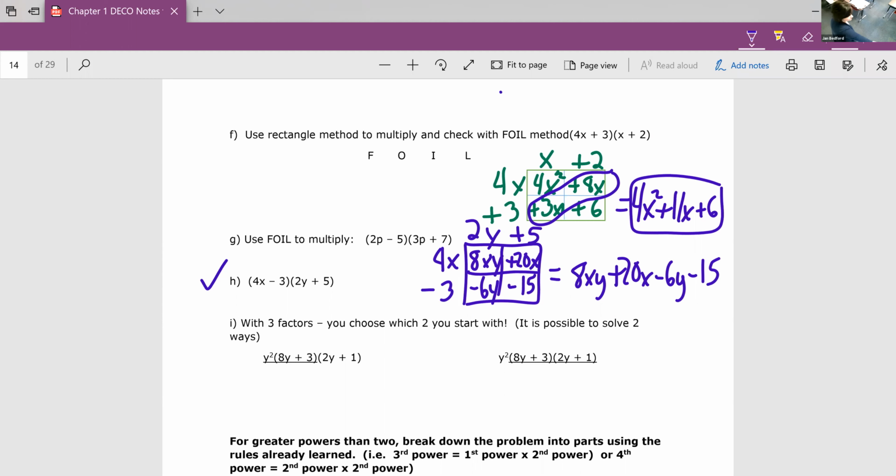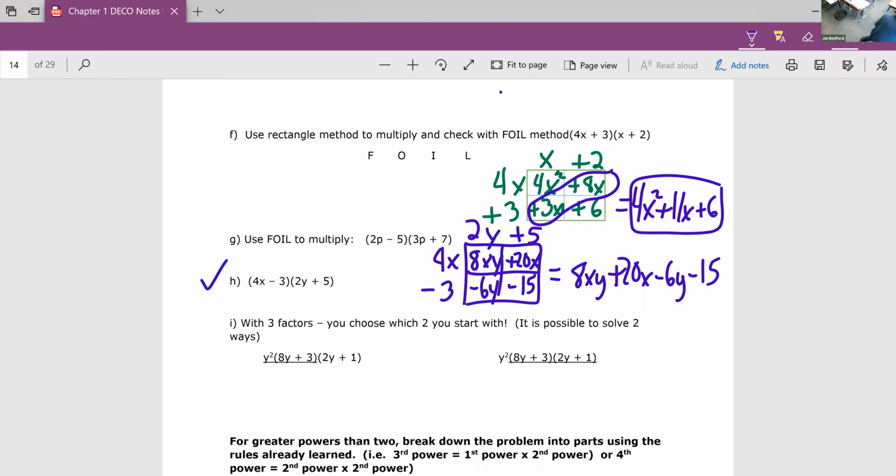No. I would probably still put the 8xy first, but these two in the middle, if they're in a different order on your paper, it's perfectly okay. All right. If there are 3 factors, you just pick 2, do it first, and then take that answer times the third one. I don't think we're going to see this very often, but I will give you one example just so you understand. That would mean if I had y squared times 8y plus 3 in parentheses, and 2y plus 1 in parentheses, I'm going to do it one of these 2 ways.